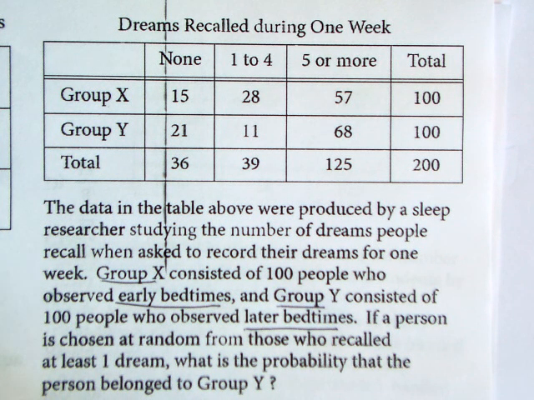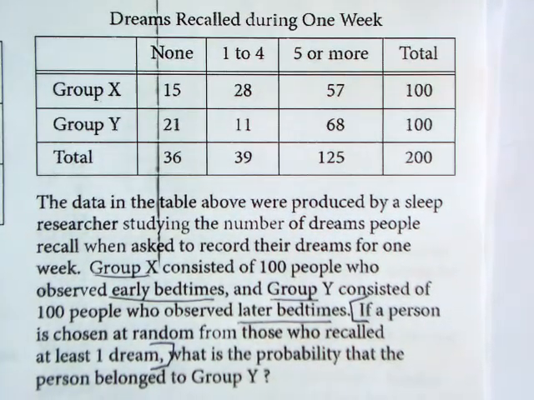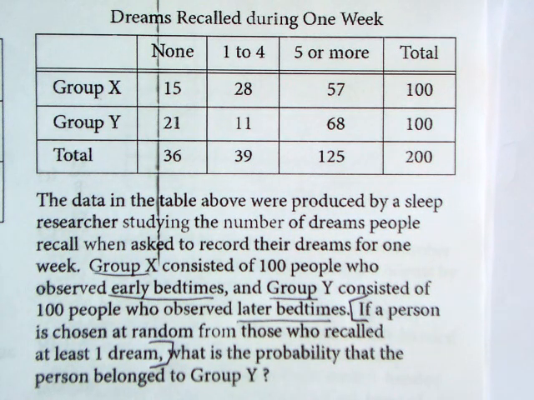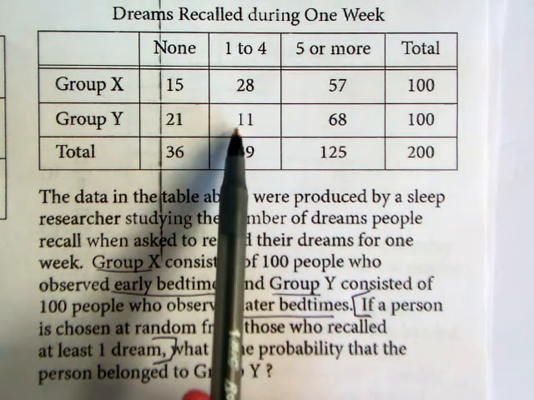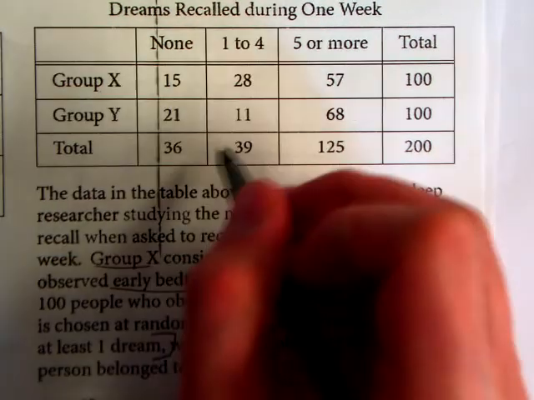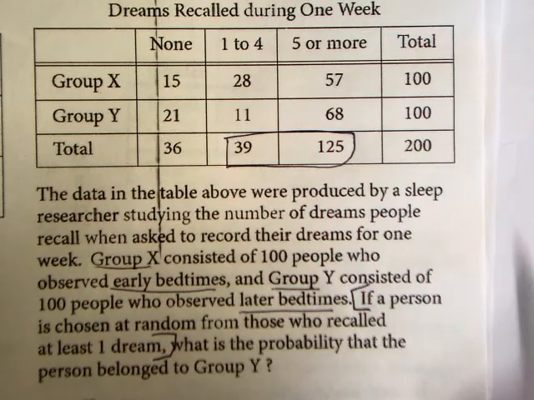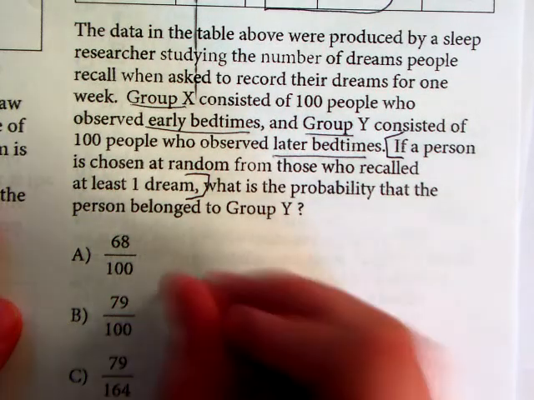They say if a person is chosen at random from those who recalled at least 1 dream. Which column is that? It turns out it's multiple columns, but not all of them. If you recalled 1 to 4 dreams, well, that's at least 1. If you recalled 5 or more, that's also at least 1. You could add all of these numbers, 28 plus 57 plus 11 plus 68, but they have the totals of these columns here for you. So our pool of potential candidates can be found by adding 39 plus 125. We'll put that on the bottom of our fraction.